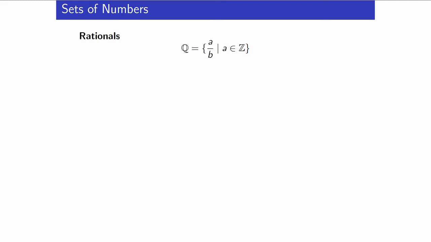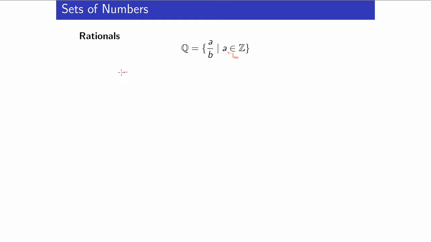So rationals are numbers that are fractions, such that A over B, there actually should be a B there. I'm not sure why that's missing. I'm going to add that in right now. Such that A and B are an element of the integers. So what does this mean? This means that any number you can write as a fraction is a rational.